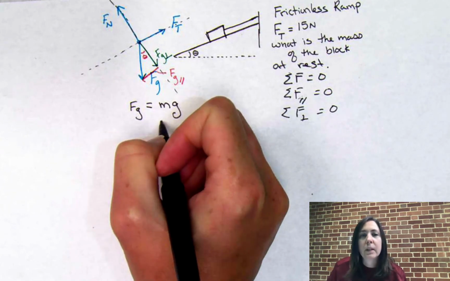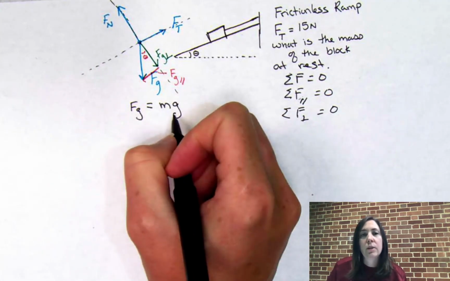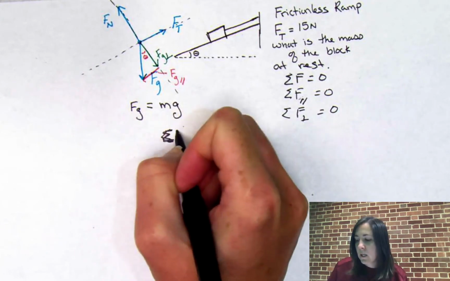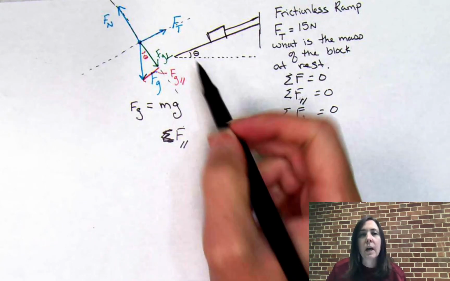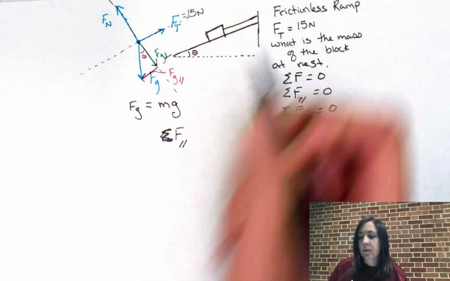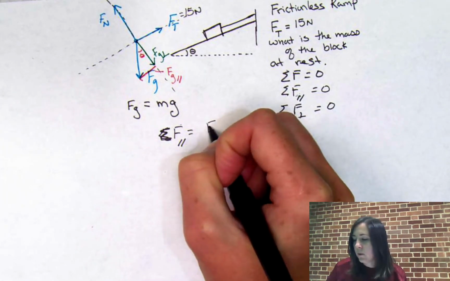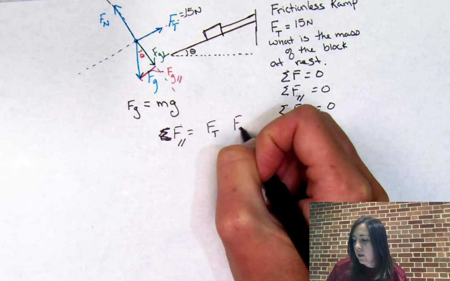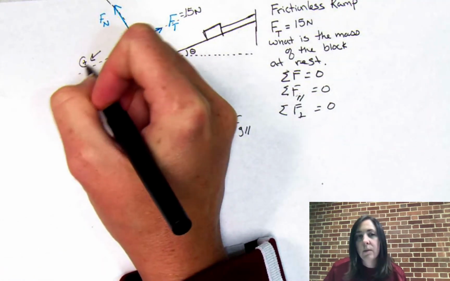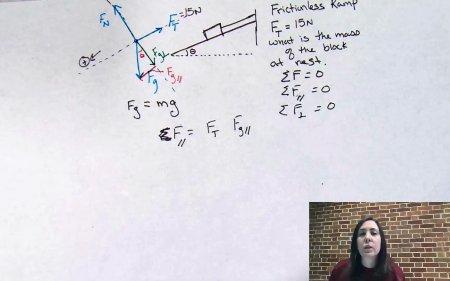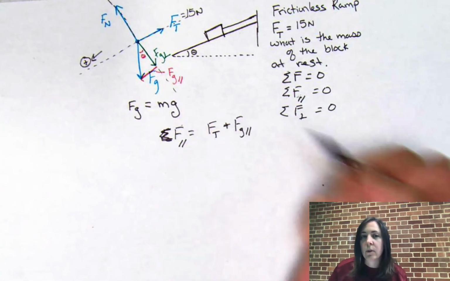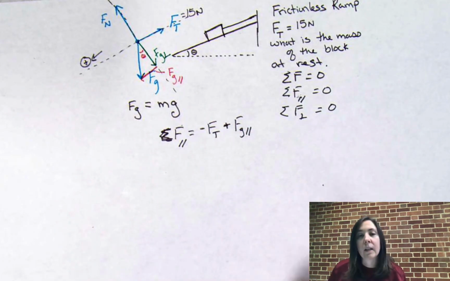So we need to find something that has to do with the force of gravity. Whenever you get lost or confused, the first step is to sum the forces. I'm going to sum the forces in the parallel to the ramp direction because I know the force of tension, which is 15 newtons. Because I know the force of tension, I can say that the force of gravity parallel is the force of tension, and the force of gravity parallel to the ramp. We need to put it in a direction here. I'm going to call down the ramp positive. I like the direction of acceleration to be the positive direction. So that means that this is going to be positive.